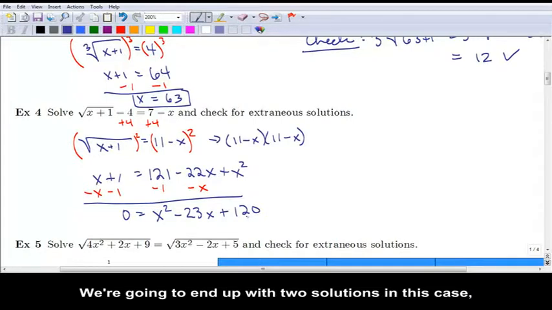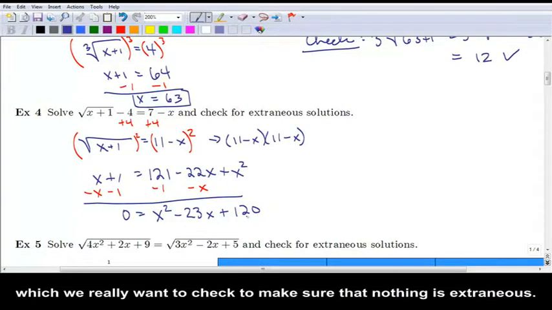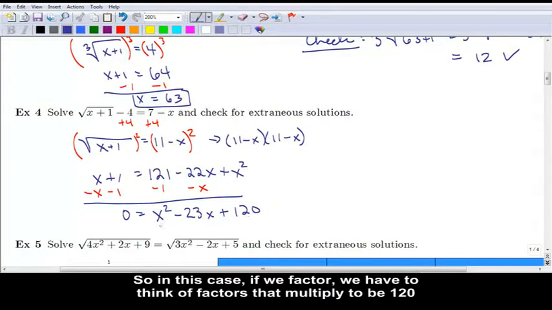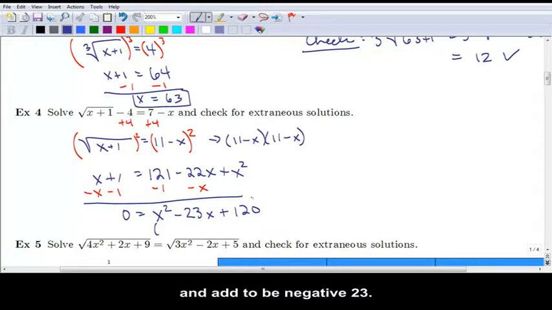We're going to end up with 2 solutions in this case, which we really want to check to make sure that nothing is extraneous. So, in this case, if we factor, we have to think of factors that multiply to be 120 and add to be negative 23. Now, take a second to think about this.